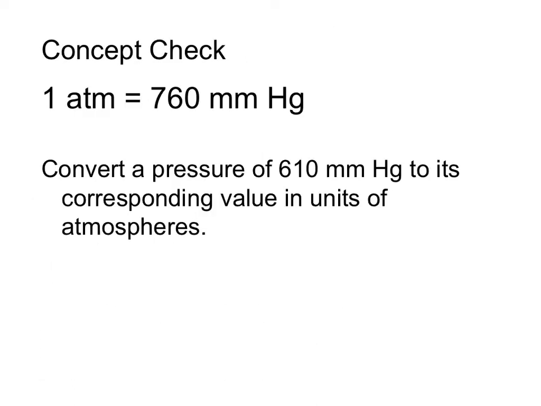And so any of those conversions that we saw on the previous slide are simply conversion factors like many others that we've used before. In this example, we want to convert a pressure of 610 millimeters of mercury over to atm. We're going to use our conversion factor of 1 atm being equal to 760 millimeters of mercury to find that this is equal to 0.80 atm of pressure.